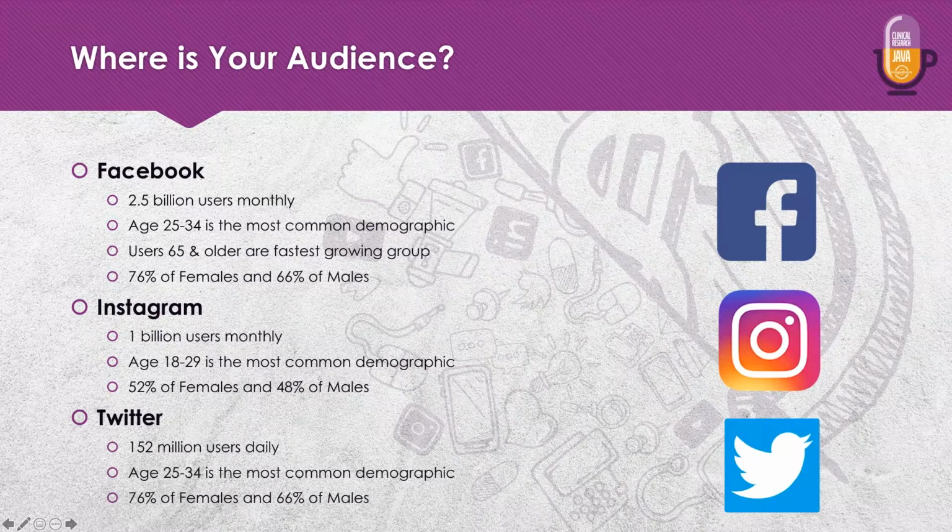With Twitter, you're looking at 152 million users daily, with the ages 25 to 34 being the most common demographic, and 76% of females have Twitter and 66% of males have Twitter. So you can see that these main social medias are driven by the millennial age group from 18 to 34.